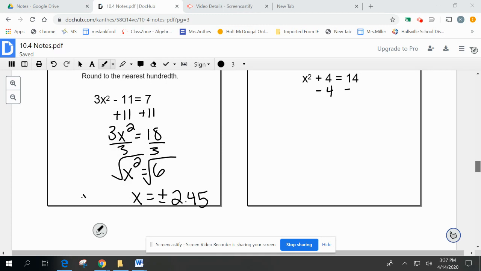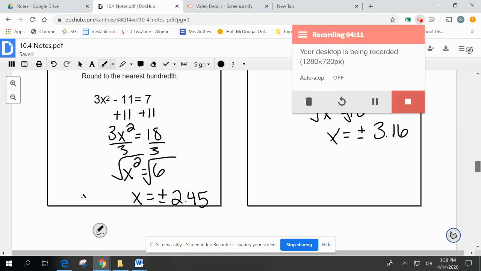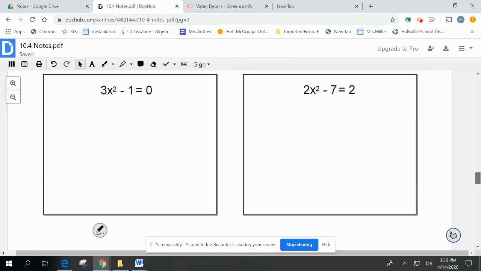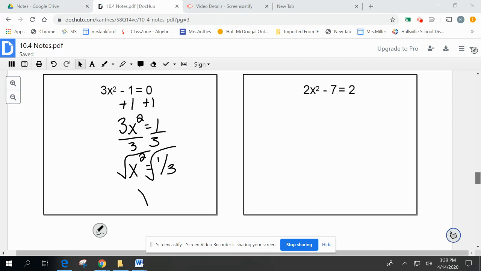Here we're going to subtract 4, so x squared equals 10, square root. X equals plus or minus, and to the nearest hundredth would be 3.16. All right, here we need to do the same thing. We're calculating to the nearest hundredth, so you would add 1 and get 3x squared equals 1. Divide by 3 and get x squared equals 1/3, and then take the square root of that, which to the nearest hundredth is plus or minus 0.58.